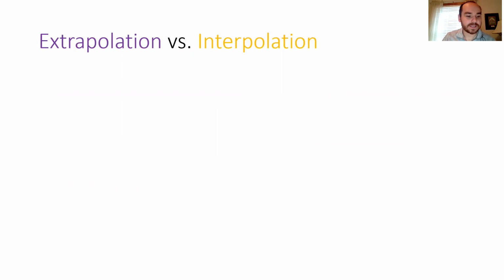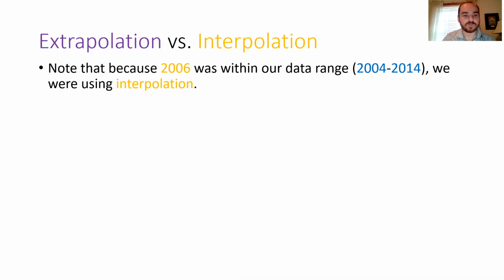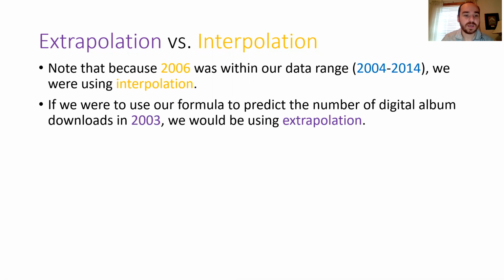Now let's look at extrapolation versus interpolation. You've probably heard of the word extrapolation, extrapolating data. That's making predictions on data that is actually outside of the range you've been given. So for interpolation, notice that because 2006 was within our data range, between 2004 and 2014, we were using interpolation. If we were to use our formula to predict the number of digital album downloads in 2003, we would be using extrapolation, right?